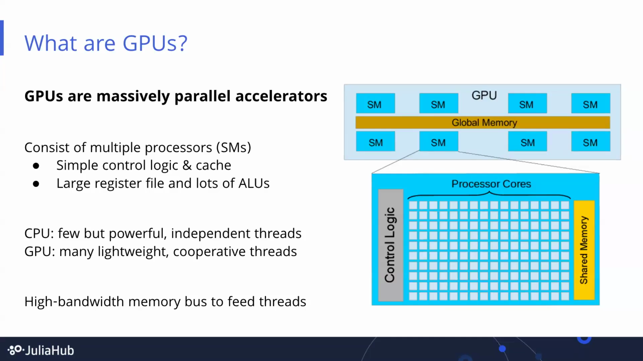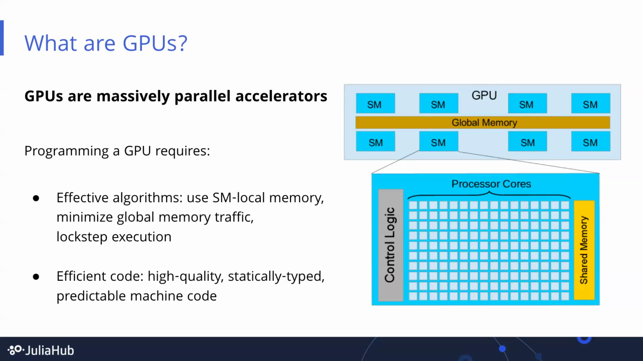This has some consequences. Compared to a CPU, which typically has few but powerful independent general purpose cores, GPUs have many more, but much more lightweight and often cooperative threads. Comparing all of that together, you typically have a very high bandwidth bus to feed all of these threads with sufficient data.